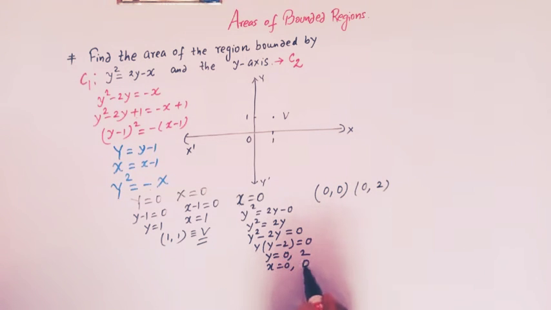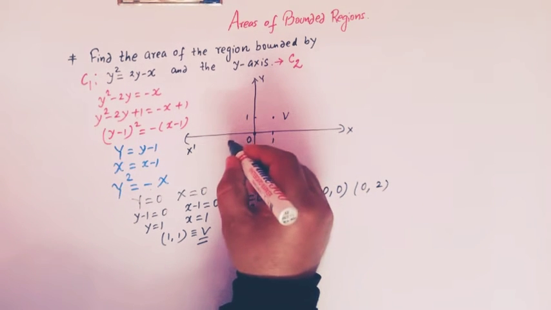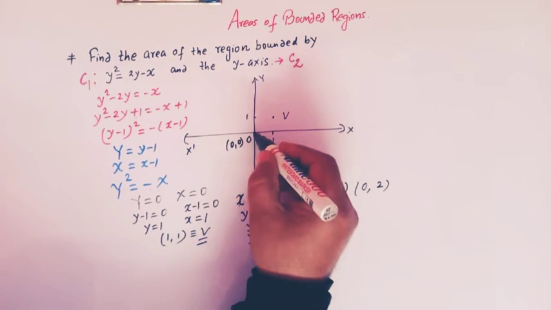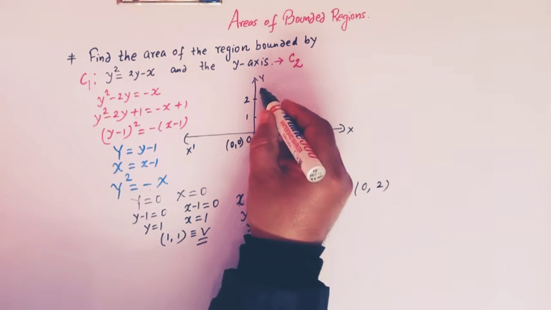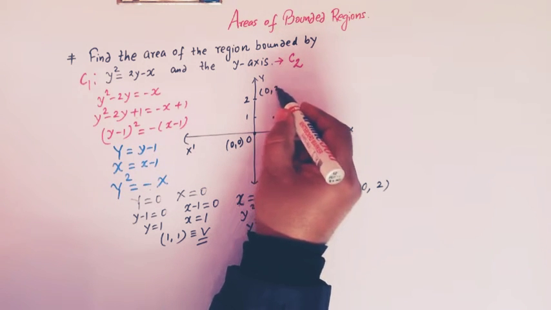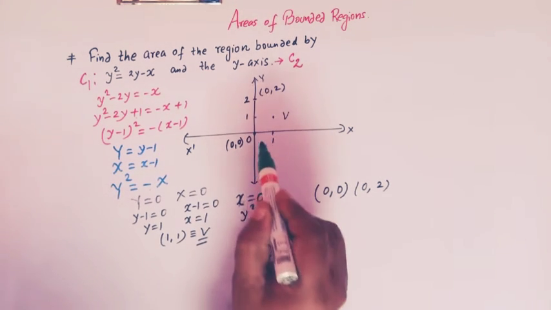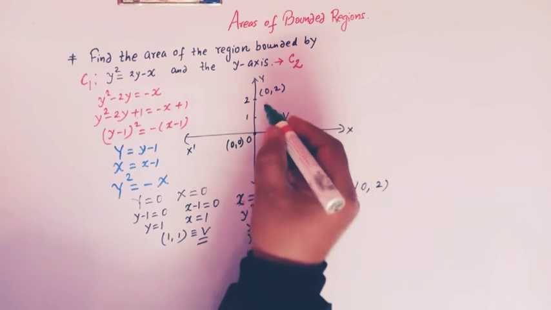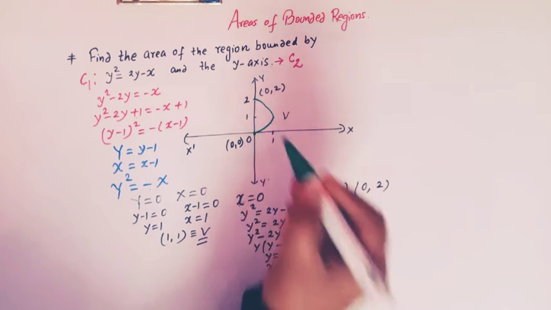So we have these two points. 0 comma 0 is the origin itself, and 0 comma 2 lies somewhere here. So this is 2, so here we have 0 comma 2, right? Now viewers, we have the 3 points on this parabola. So now we can join them. So we have the parabola like this, right?